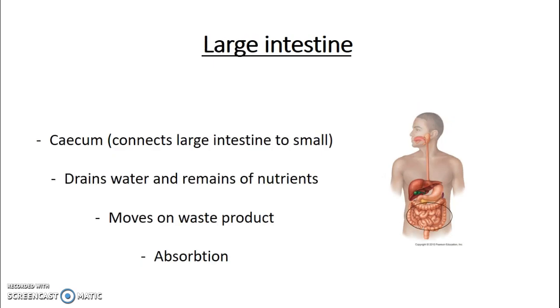Moving on to the next part, where the waste is passed on to, is the large intestine. What connects the two intestines is known as the cecum. Within here, the large intestine separates the water and small remaining amounts of nutrients from the waste products. It's like a draining system. Like the small intestine, the large is known for its absorption as its key ability.